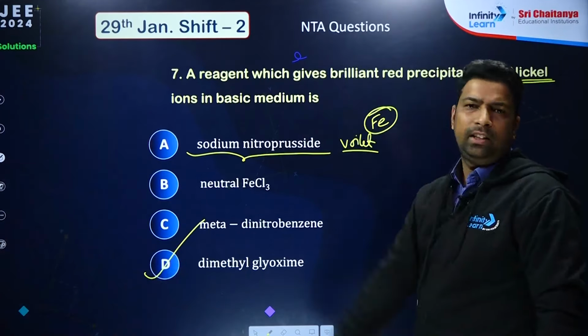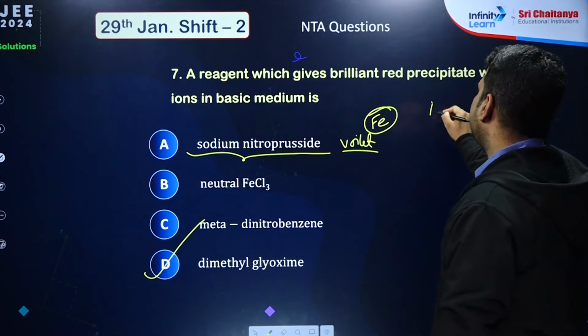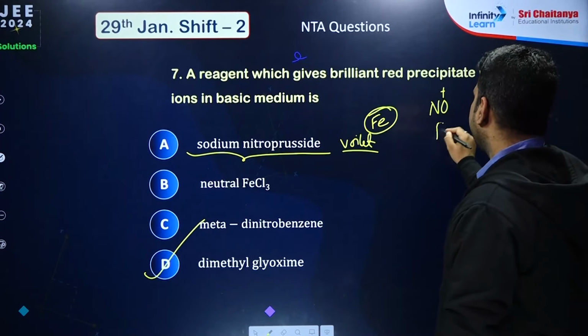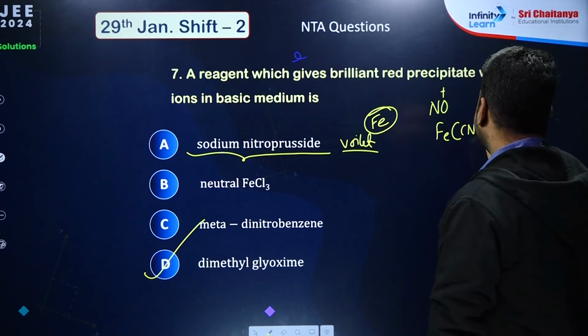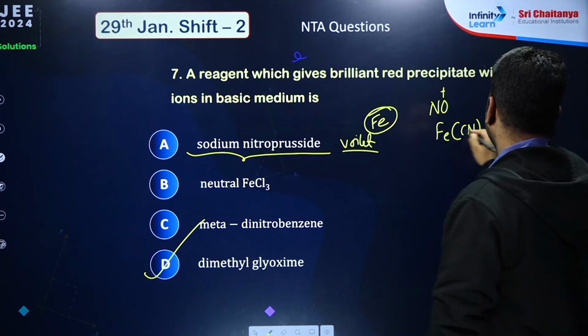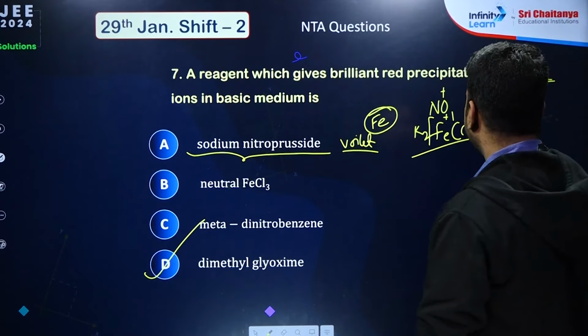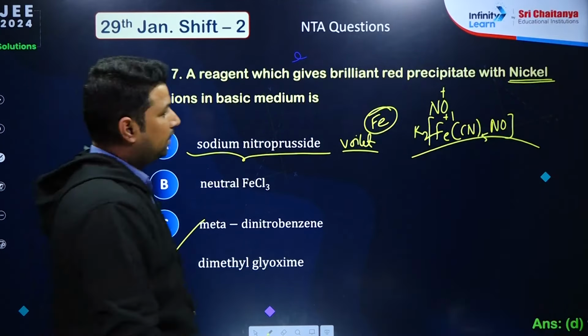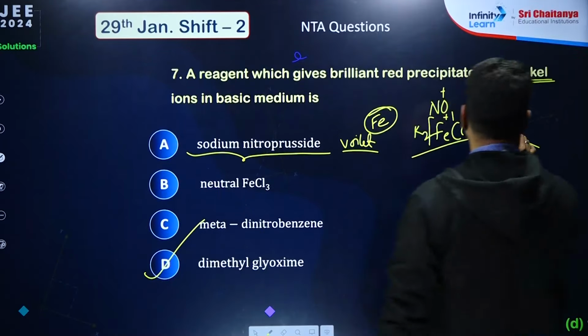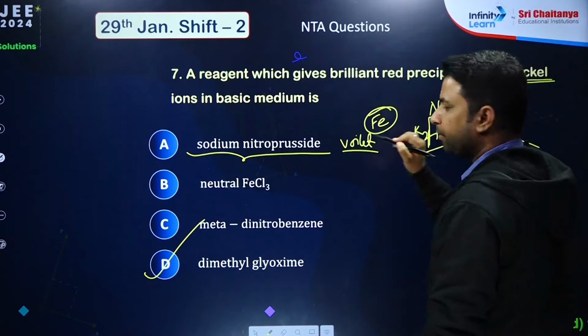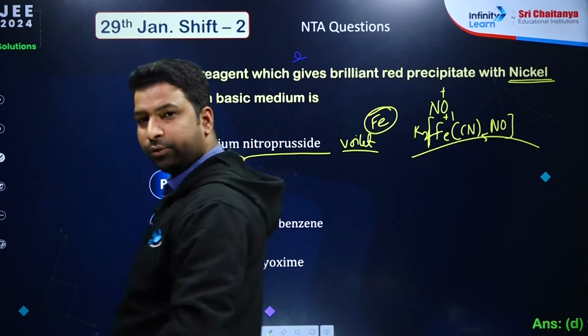Sodium nitroprusside is the only complex in which NO is present in +1 oxidation state. It is Fe(CN)5NO. Iron is present in +1 oxidation state. So this is the K2Fe(CN)5... sorry, I think it will be K4 now, K4[Fe(CN)6]. Okay, so this was the answer.